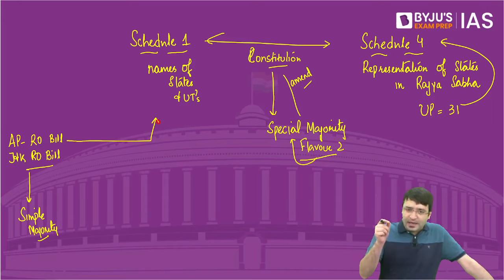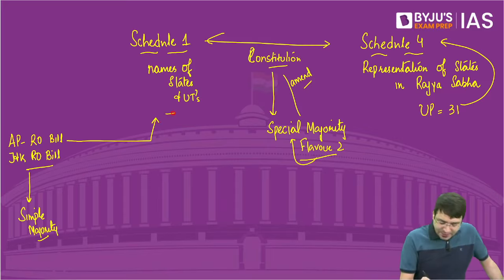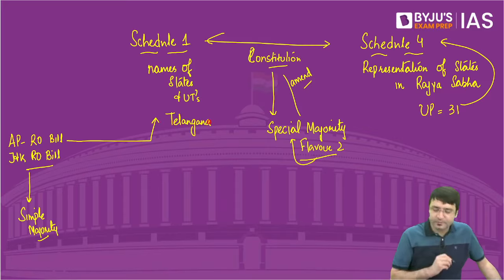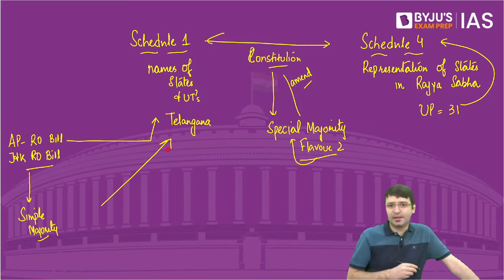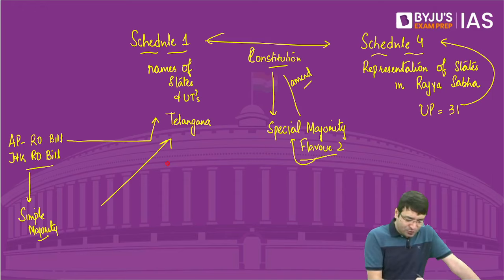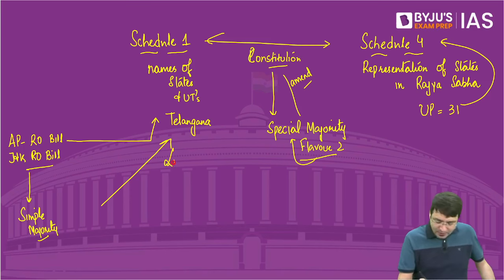Now, this word Telangana should also be mentioned in Schedule 1 of the Constitution. That means we will add Telangana here. Jammu and Kashmir was a state. Now, Jammu and Kashmir is a union territory. That means we have to change Schedule 1 as well. Ladakh was not a name mentioned previously. Now we have to add Ladakh as well to Schedule 1 of the Constitution.